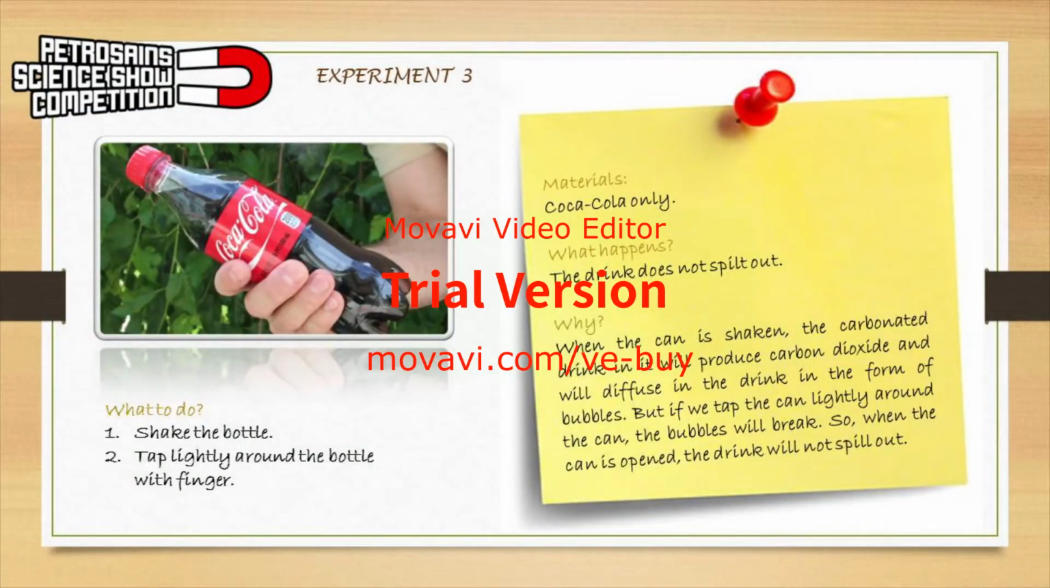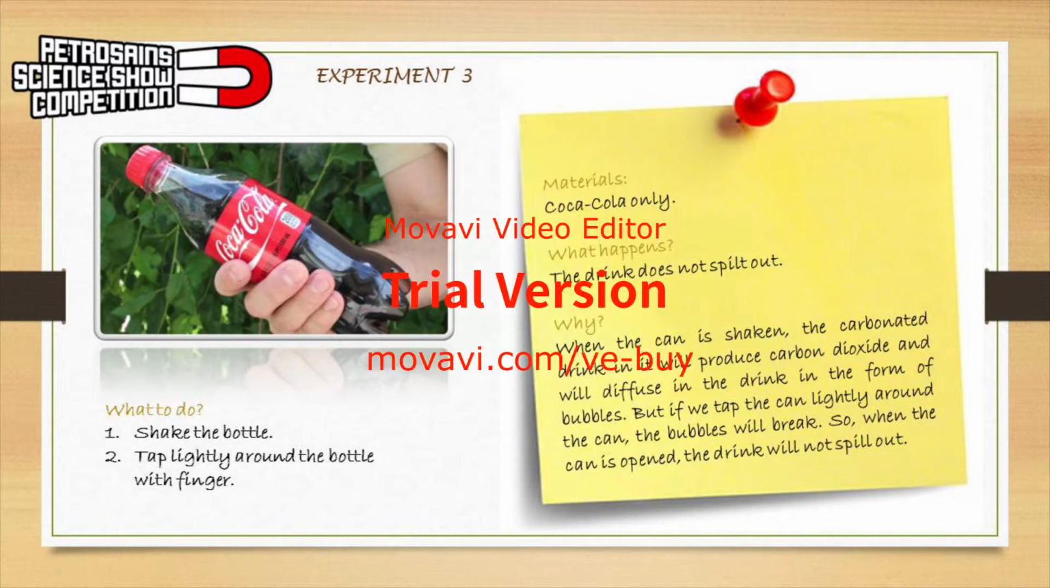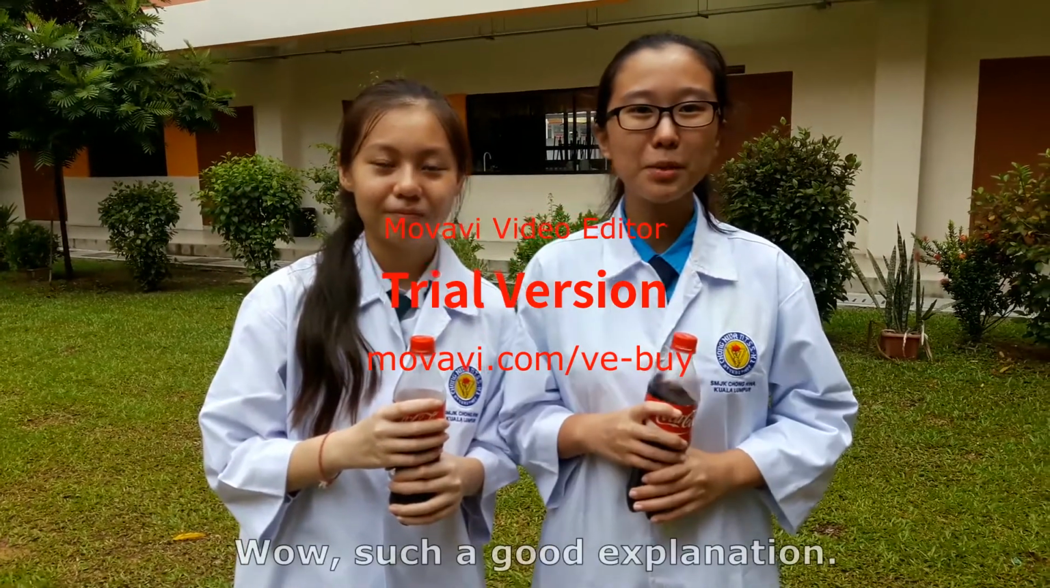This is because when the can is shaken, the carbonated drink in it will produce carbon dioxide, which will diffuse in the drink in the form of bubbles. Normally, when we open the can, the bubbles in the drink will spill out from the can. But if we tap lightly around the can, the bubbles will break. So when the can is opened, the drink will not spill out. Oh, such a good explanation.